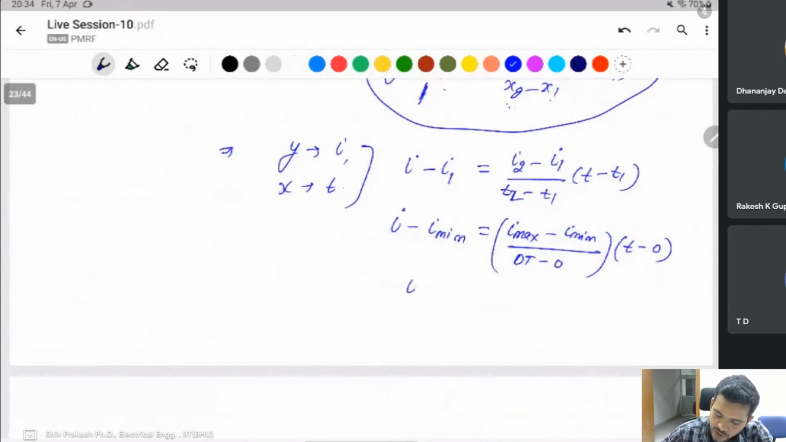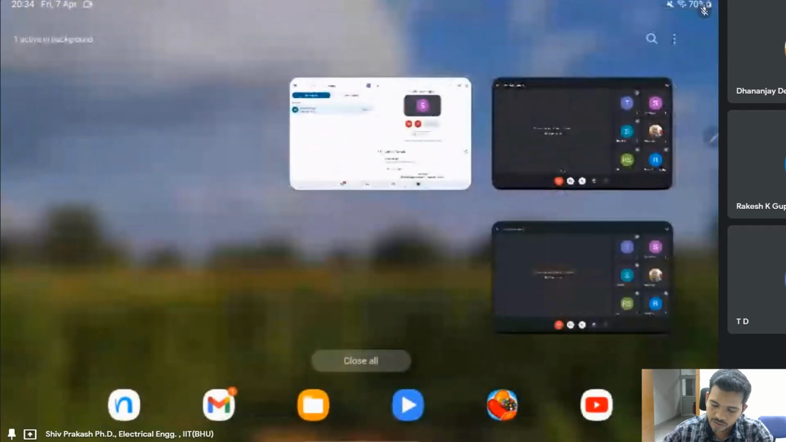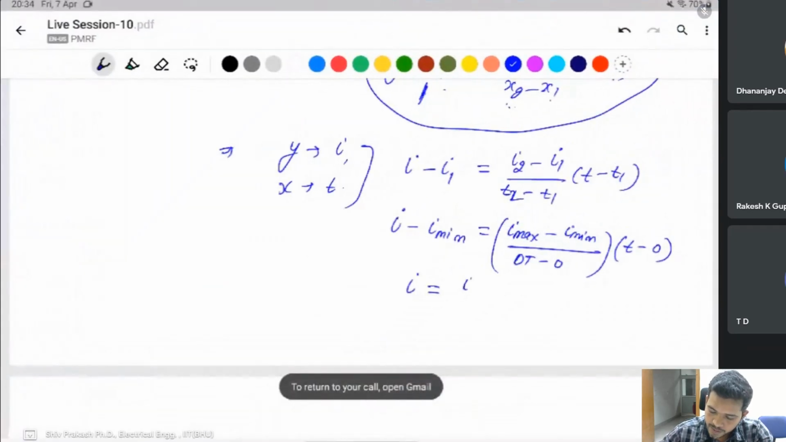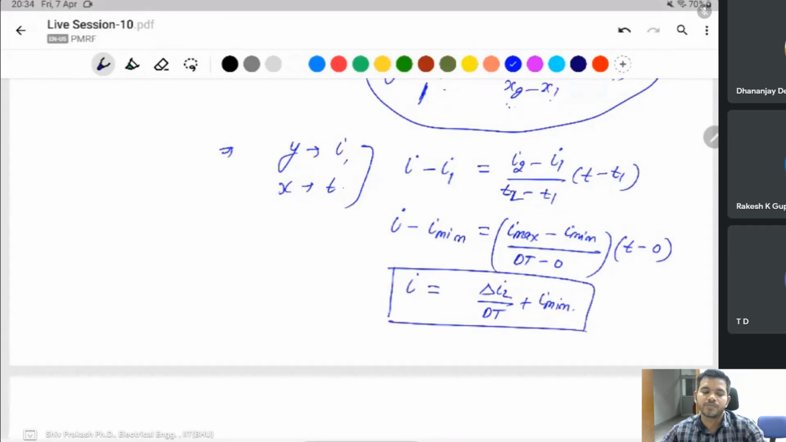Then what is the expression of current? I max minus I minimum, we can say this one is delta IL, divided by dt, plus I minimum. So okay for everyone.